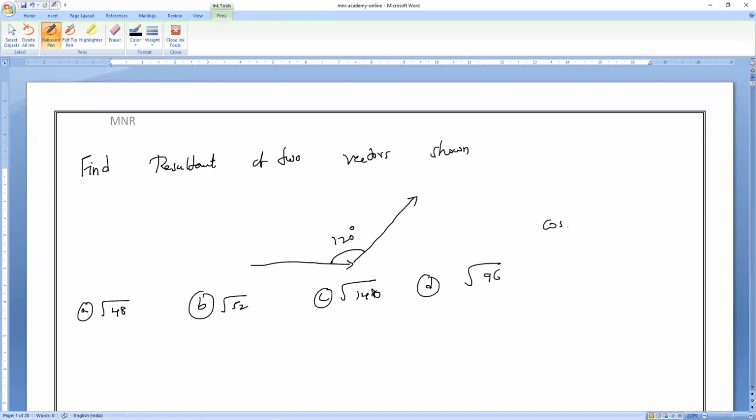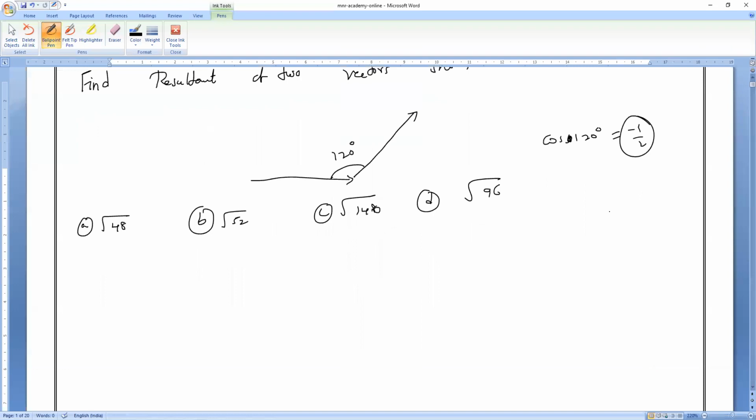So we all know already, in the last class I have taught you cos 120, which is equal to how much? Minus 1 by 2. Correct or not? So here if you apply the resultant vector direct formula, R square is equal to A square plus B square plus 2AB cos theta. But is it possible to do like this? We have to do what? Parallelogram theorem. How to apply?